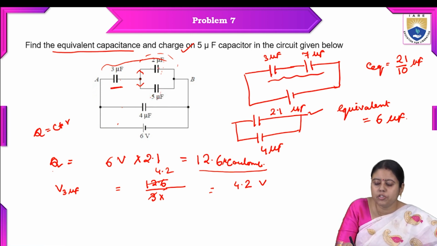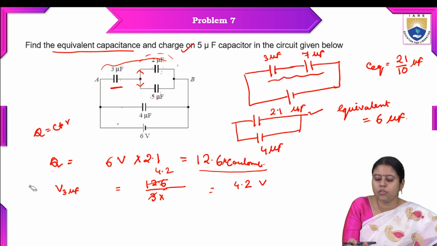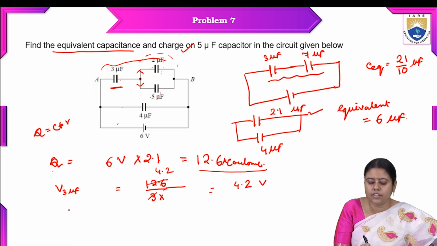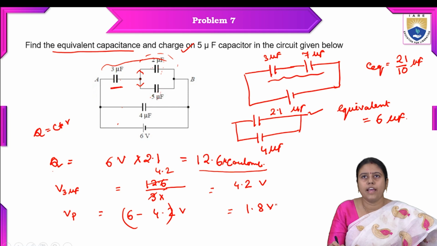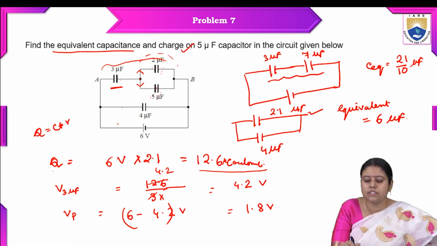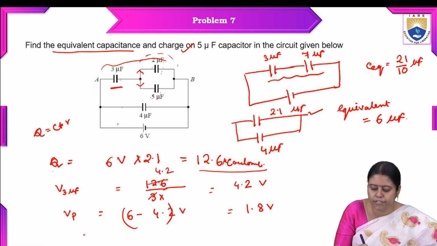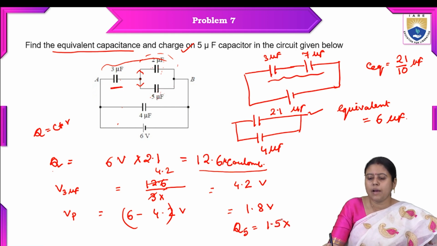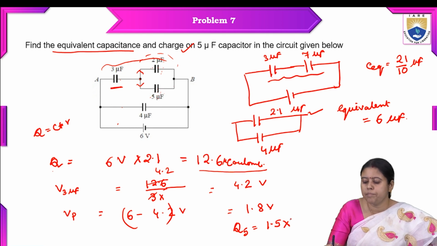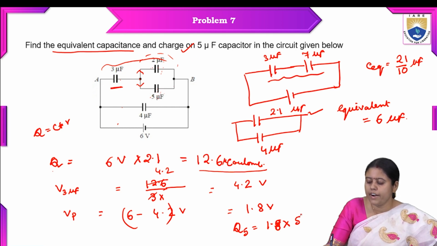So what is the voltage across this? If the total voltage is 6 volt, the voltage across this parallel part is 6 minus 4.2 volt, which is 1.8 volt. If the voltage across this is 1.8 volt, what is the charge across the 5 microfarad? Q at 5 is 1.8 into the capacitance, which is 5 microfarad. So it comes to 9 microcoulomb.